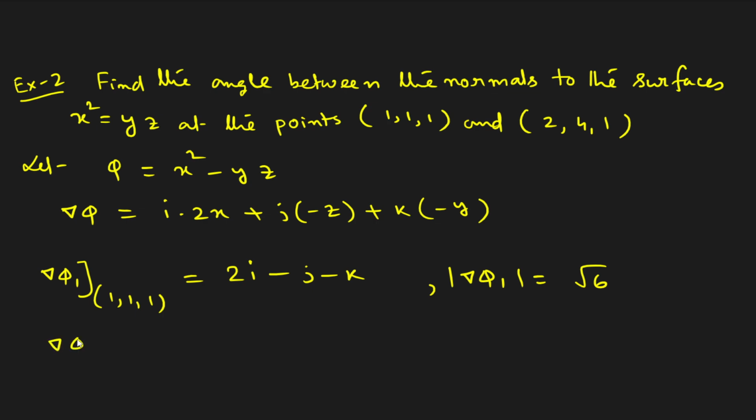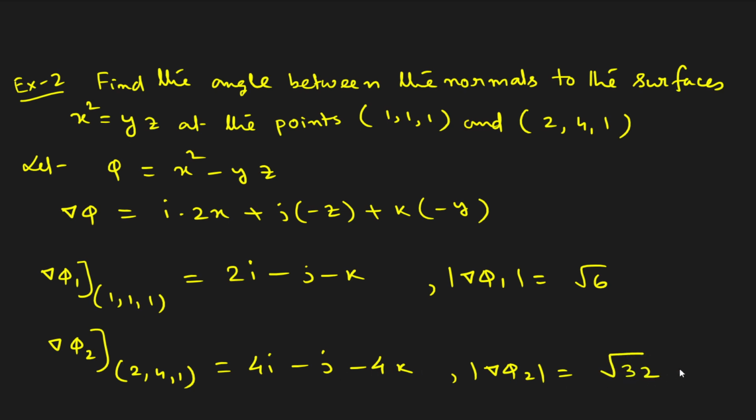Then similarly, nabla phi 2. Let us suppose the gradient value at the point 2 1 1 is phi 2. If we put 2, it's 4 i cap minus j cap and then minus 4 k cap. So the magnitude of gradient phi 2 is how much? 16 plus 16, 32, 32 plus 1 is root over how much? 32, sorry, 33.